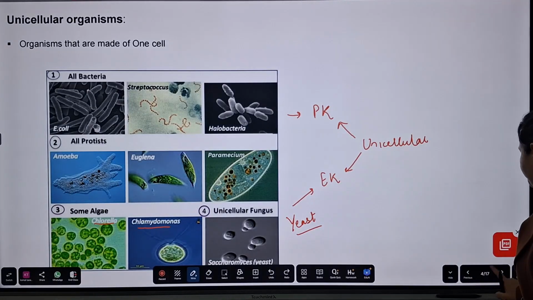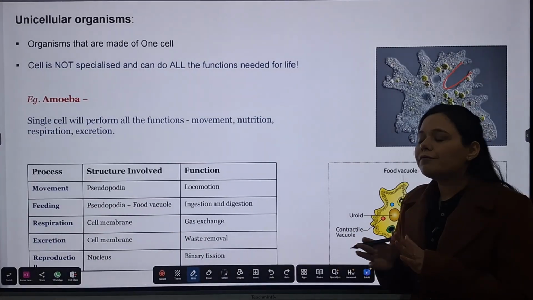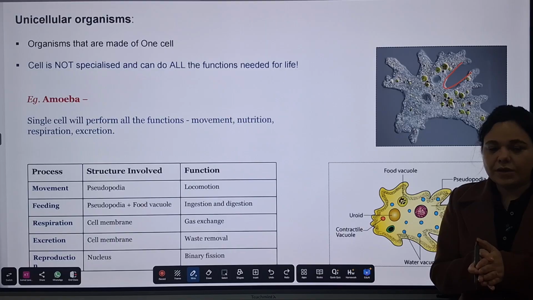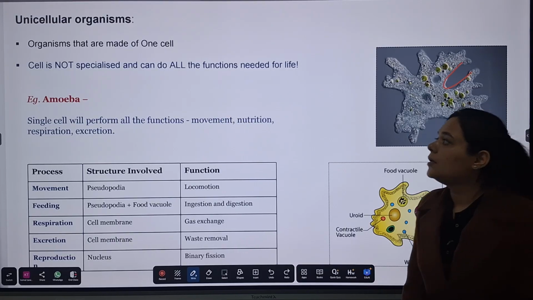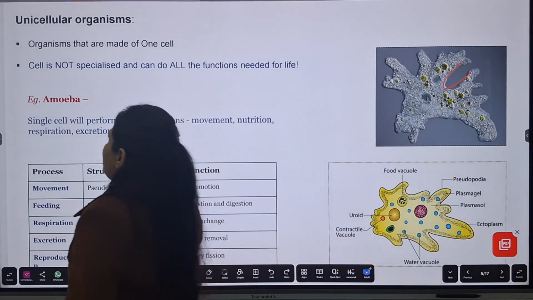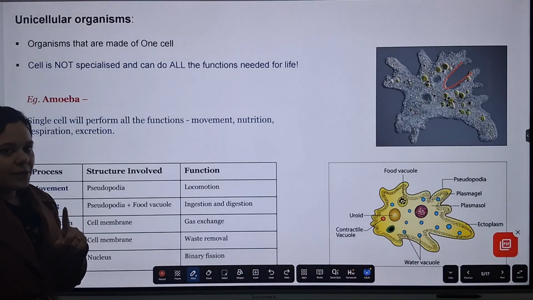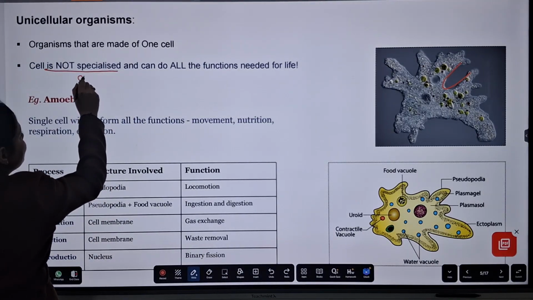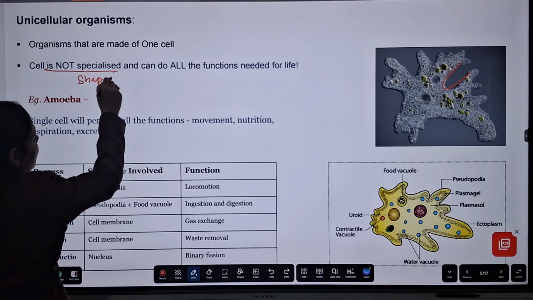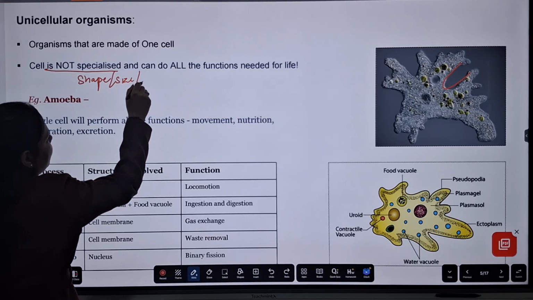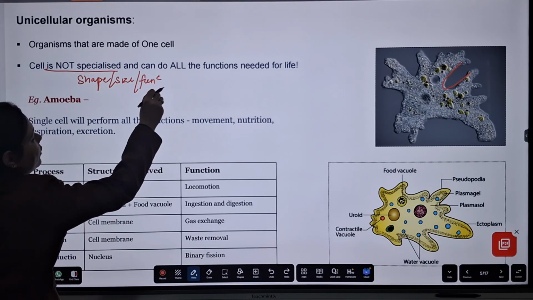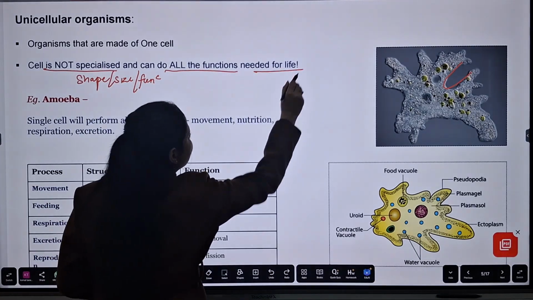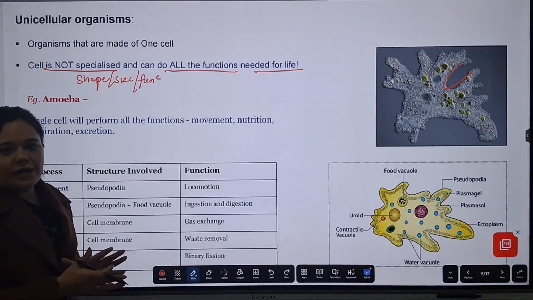Now let's see the key difference of unicellular from multicellular apart from the number of cells. Unicellular organisms, the one cell that is present in them is not specialized, means it does not have a specific shape or size or a function. It can do all the functions that are needed to support the life of that organism.